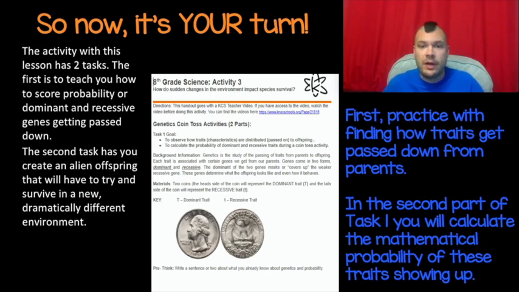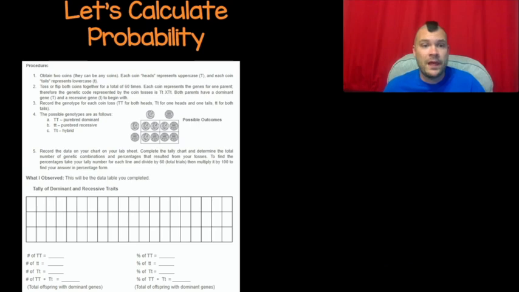But remember, the second part of this, you have to toss your coins 60 times. Now, why 60? That's a lot. Yes, it is. But the more times you do something, the better data you get. Remember how we do science. Okay? Speaking of part 2, calculating probability, this is what it's going to look like.